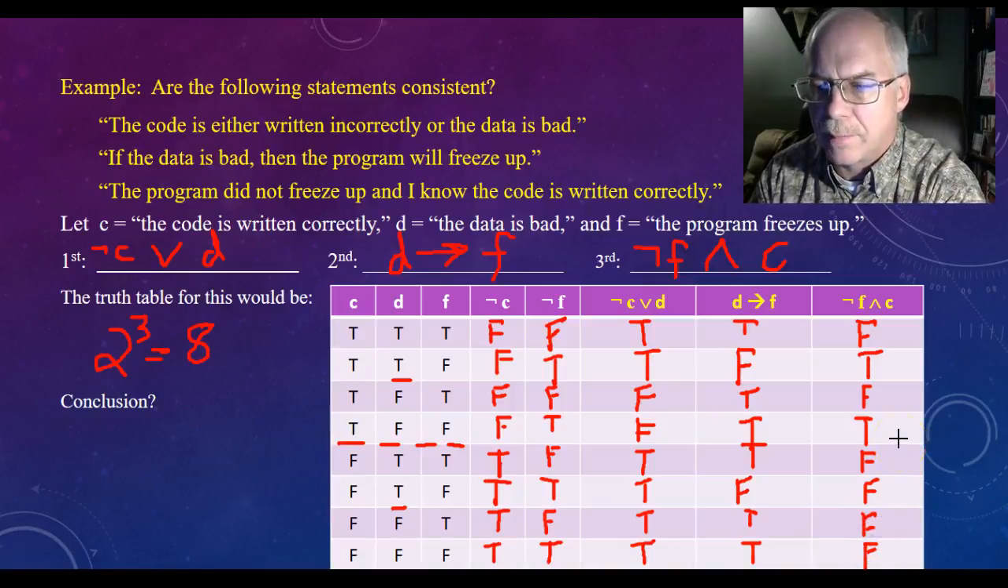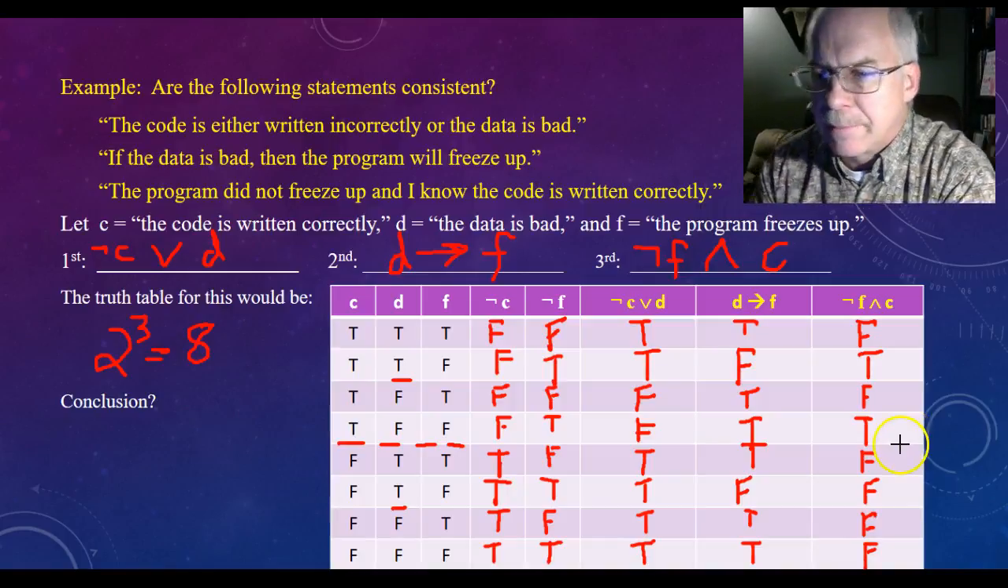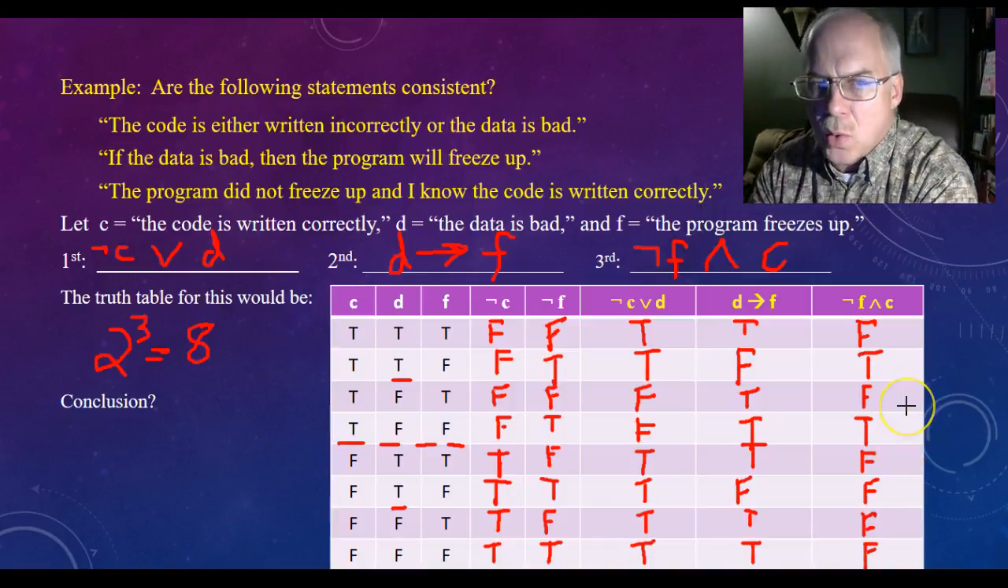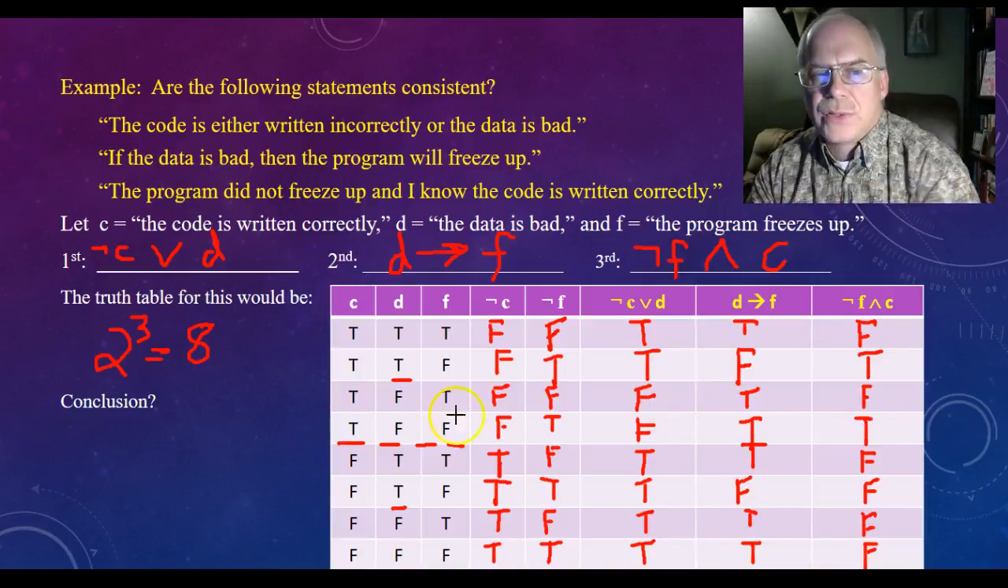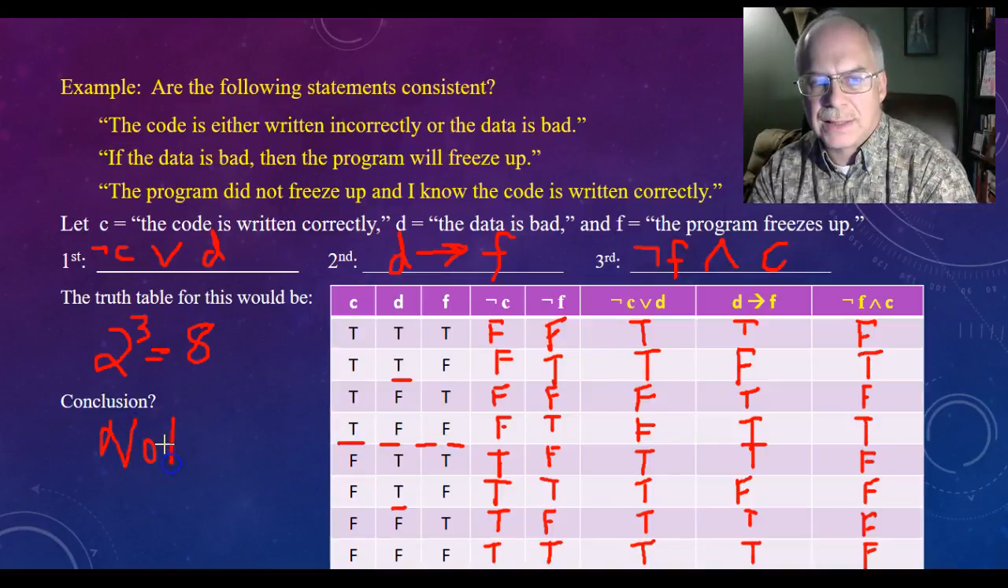Now, the question is, is there any row here where all 3 of these last 3 columns are true? Well, the first row, nope. Second row, nope. Third row, nope. 4th row, nope. 5th row, nope. If I look down here, there's not any row that all of them are true. So the conclusion is not consistent. Not consistent. Okay, I'll just abbreviate it there.